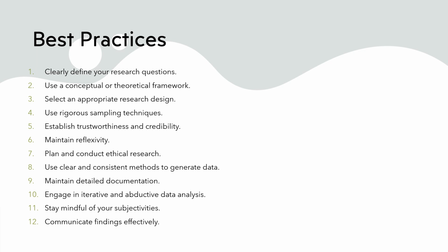Number 7, plan and conduct ethical research. Adhere to ethical guidelines and obtain informed consent from participants. Ensure participant confidentiality, anonymity, and privacy. Seek ethics approval from relevant institutional review boards or ethics committees.